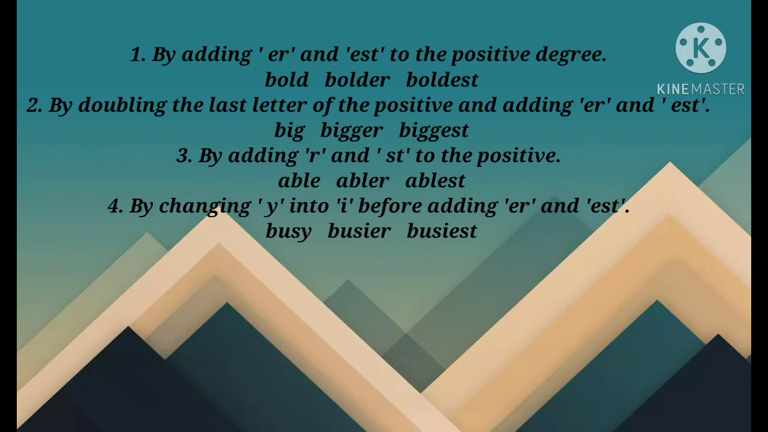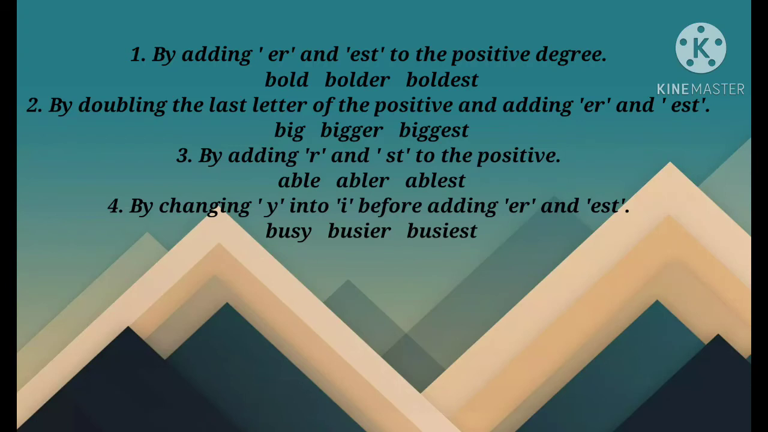Next is by doubling the last letter of the positive and adding ER and EST. For example, big. Now big is positive degree, and when we make comparative, we double the last letter, so it is bigger. Comparative degree, bigger. And superlative degree, double the letter and put EST, biggest. So this is the second point, that we form comparative and superlative degrees by doubling the last letter of the positive degree.